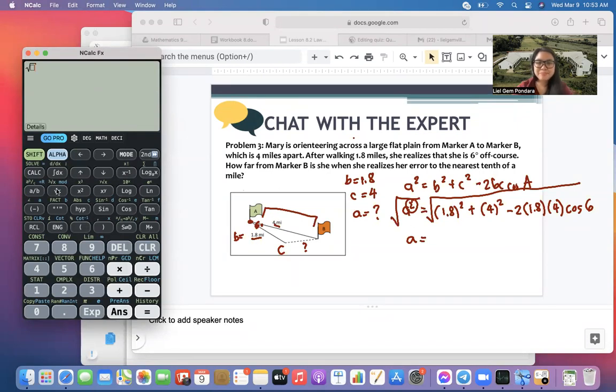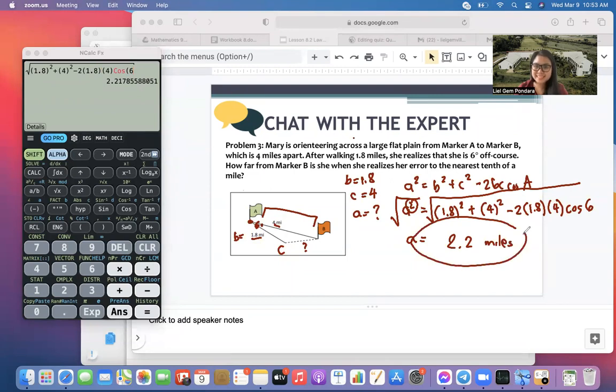We have square root of 1.8 squared plus 4 squared minus 2 times 1.8 times 4 times cosine 6. There. Remember the instruction to the nearest 10th. So 1 decimal place. The answer is 2.2. And do not forget the unit of measure. We have miles. So it means that Mary needs to walk 2.2 miles to get back to marker B.